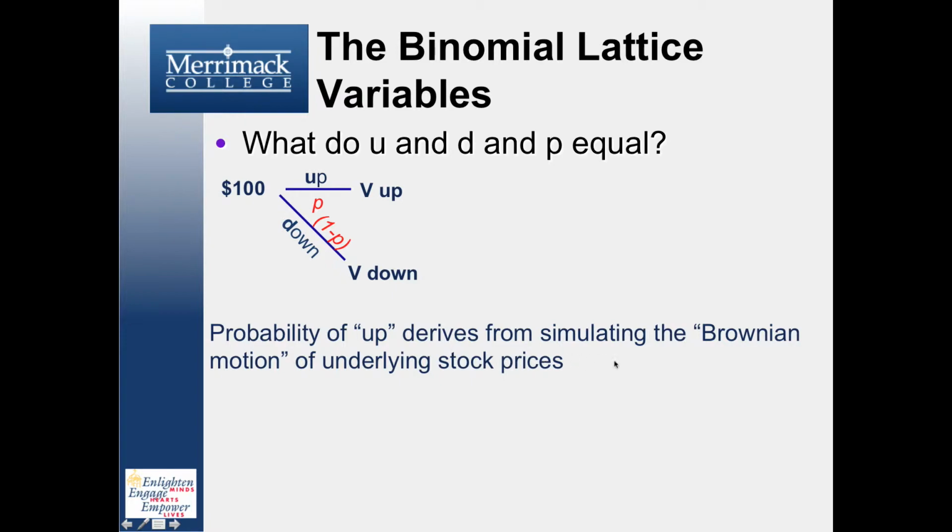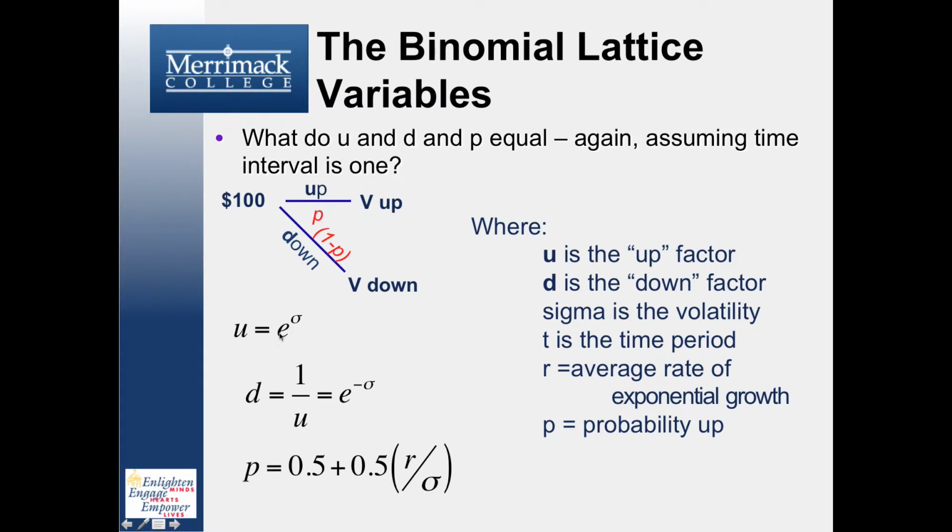Probability of up derives from simulating Brownian motion. Oh my God, I don't even want to get into it. There's really great discussions online if you're really interested. It comes from this formula, but bottom line, we're going to use this, where I forgot to change this. V is really the average rate, so that this is R. So this is the probability of going up. And so these are the three equations. U is the up factor, D is the down factor, and the probability is the probability of each of these in one year.